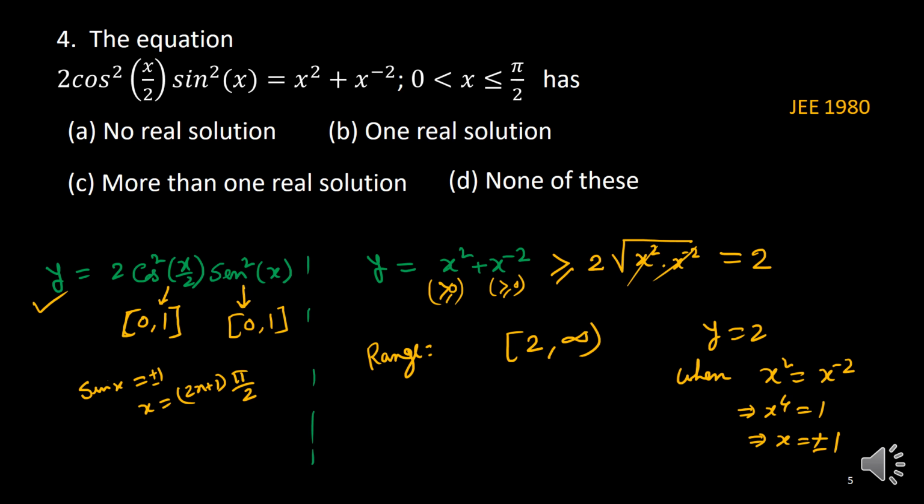And at that time, what will be the cos of x by 2? This value will be cos of 2n plus 1 times pi by 4, and this value is not equal to 1. It cannot be 1, it is an odd multiple of pi by 4. So when this is 1, this is not 1, so the other value is less than 1. Thus the total value y should be less than 2, so it cannot take the value 2.